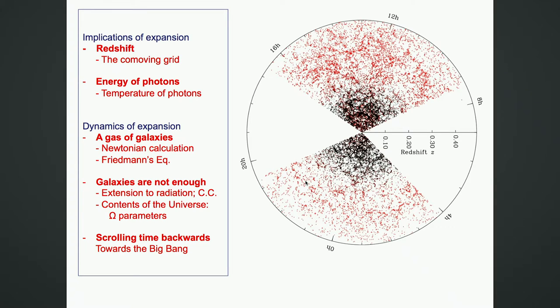And before that, we'll have to understand some of the implications, the particle kinematics, of expansion. The first thing I want to do is put this concept of redshift on firm ground and discuss the energy of the photons as we are contracting the space around them when we scroll back time. So I want to start with the kinematical implications of this expansion, and then work out the physical law of expansion for this gas of galaxies.